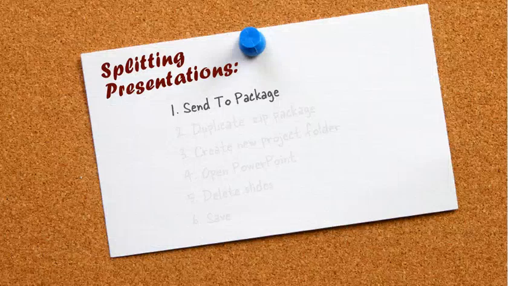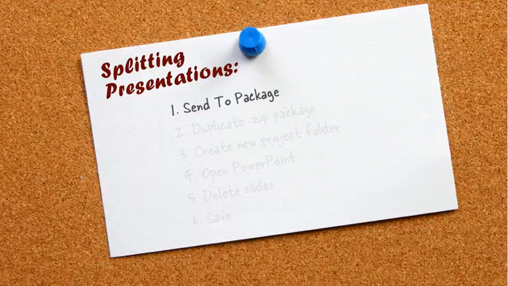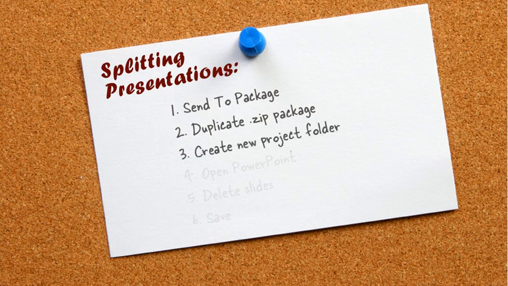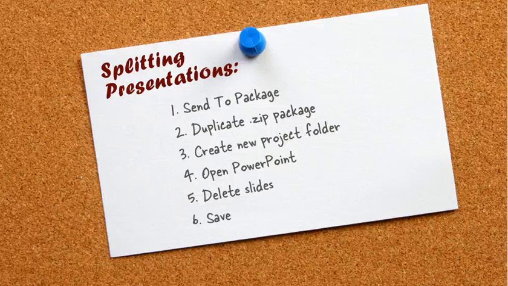So again, the steps are create a send to package, which is going to create a whole project file. Duplicate that zip package only if you're working with different groups who want one. If only one group wants them, just work with that zip. Create a new project folder. Open the PowerPoint. Delete the slides you don't want to keep. Save and then publish, and you have a derivative of your original project.